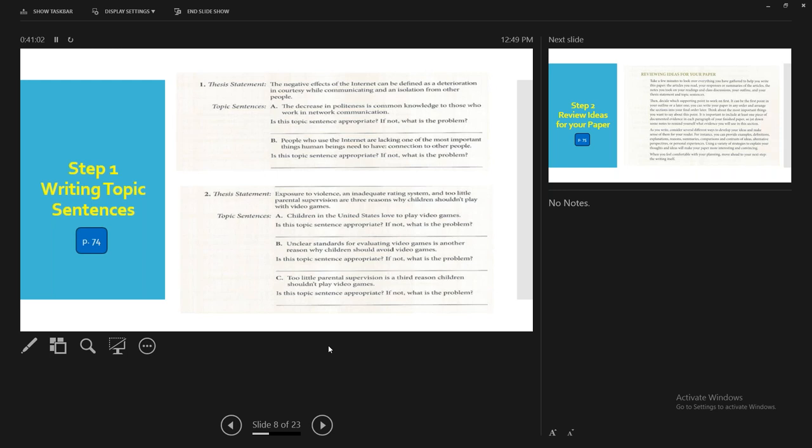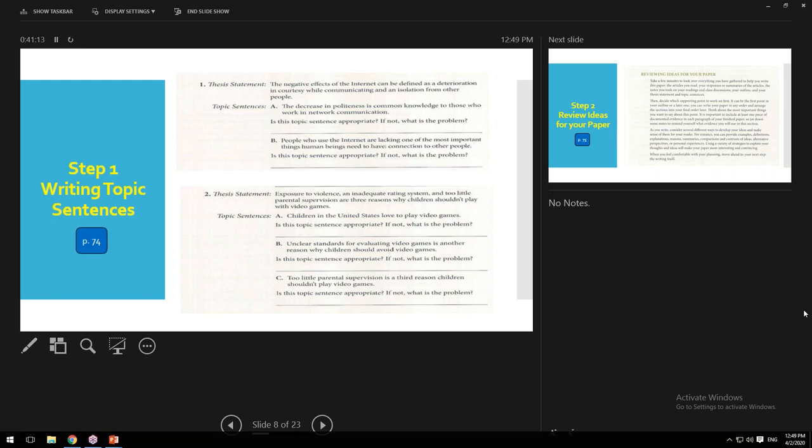So, topic sentence A: children in the United States love to play video games. Appropriate or not? No, it's not. Why not? Because it doesn't support the thesis statement. Thank you. Do you agree with Reem? Do you agree with your colleague? Okay, I can see. The focus of the thesis statement is reasons, and here we don't have that. We need the reasons. All right, this is not appropriate.